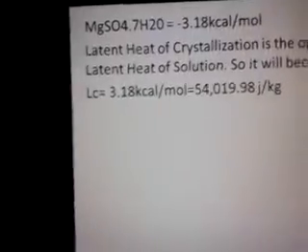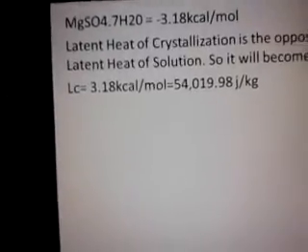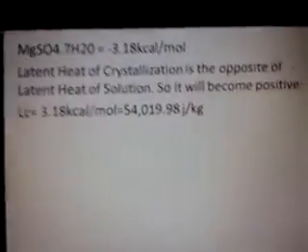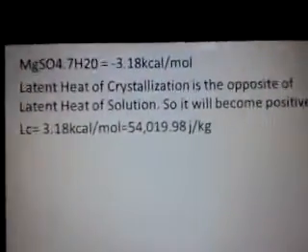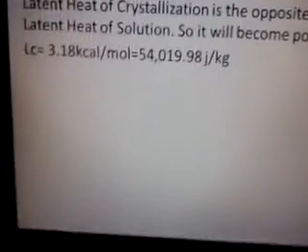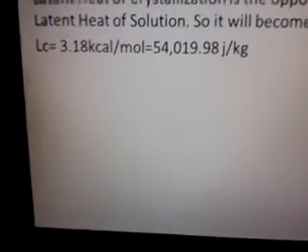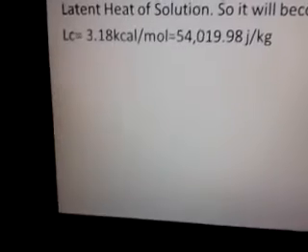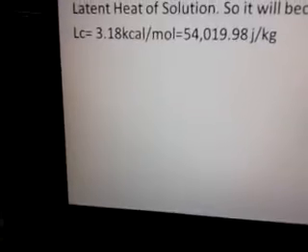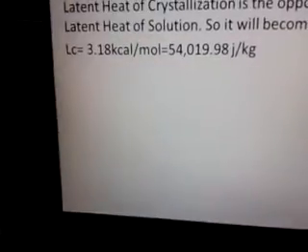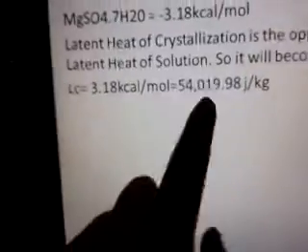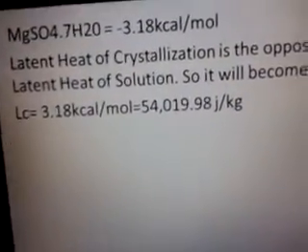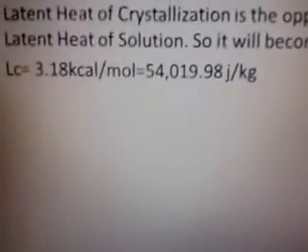So I change this to joule per kilogram, so as to make the units homogeneous. When you convert this, just multiply it by 1000 and then multiply it again by 4.1868 joule per calorie, and then divide it by the molecular weight of MgSO4, and then you will have this value, 54,019.98 joule per kilogram.